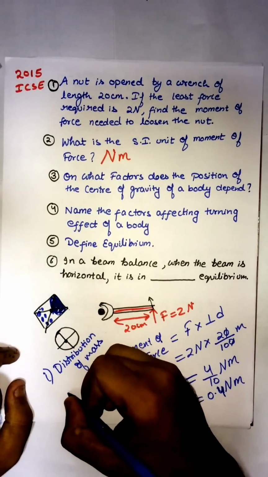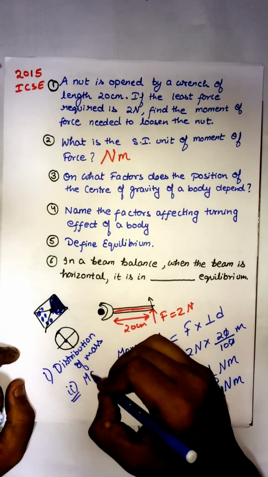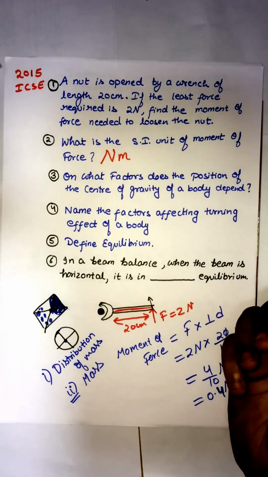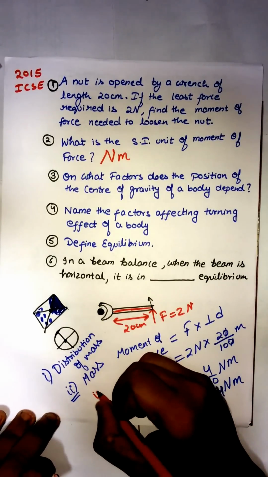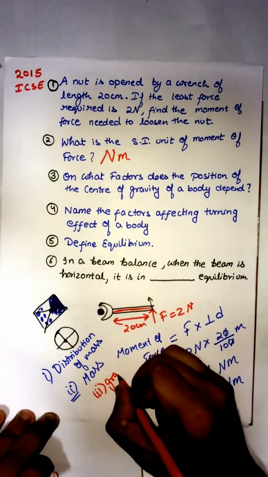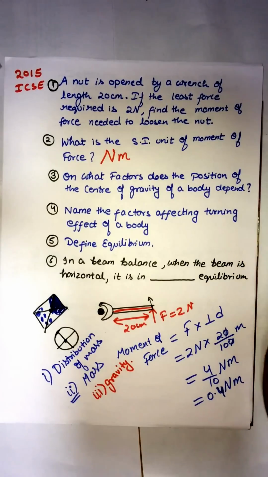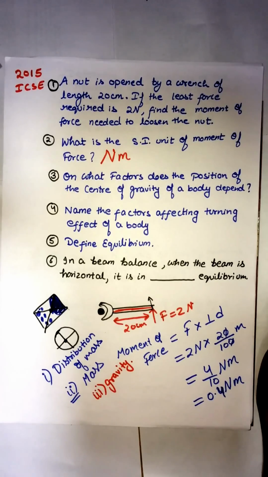And what is the next factor on which it depends? It depends upon the mass. If there is no mass, there will be no center of gravity. One more thing, it also depends upon the gravity. If there is no gravity, there won't be any center of gravity. So basically it depends upon mass, distribution of mass and gravity. So what's the next question?